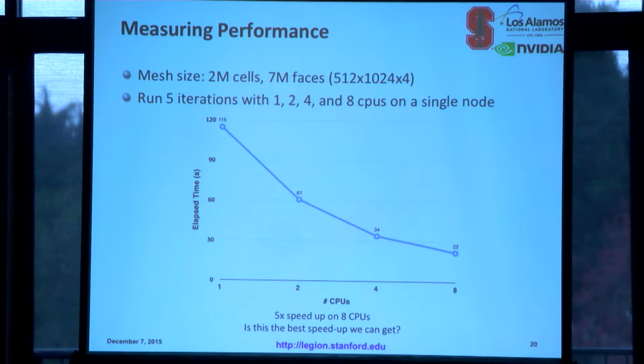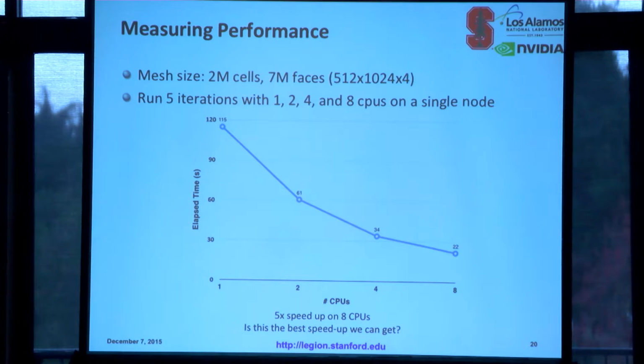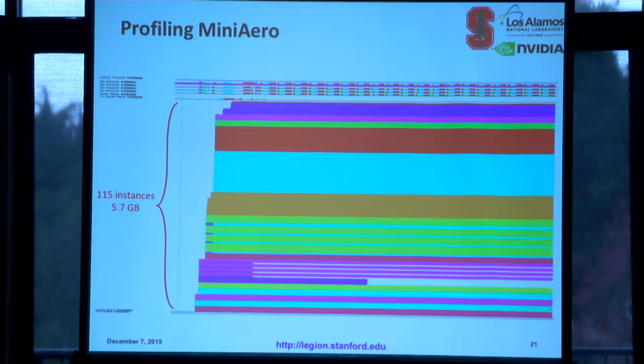But I thought, is this the best performance we can get from the 8 CPUs? So I first profile the 8 CPU case here, and this is the entire Legion Prof result. You can see that there are a lot of instances created during the execution: 115 instances, 5.7 gigabytes in total. If you go back to the problem size, it's only 2 million cells and 7 million faces. So it couldn't be the case that we need this many instances.